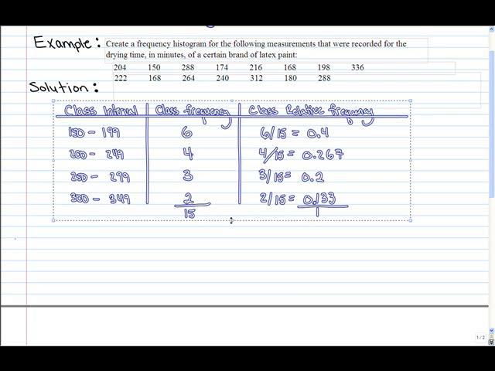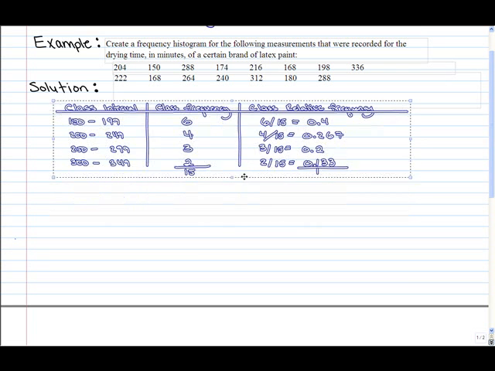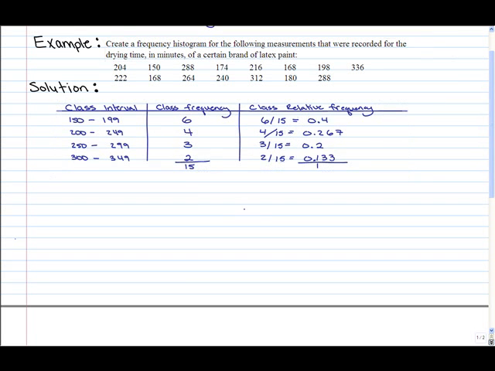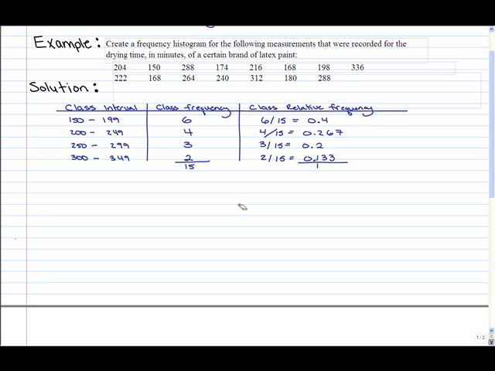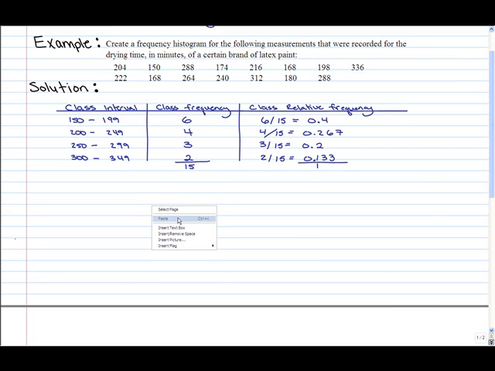It really depends on what your instructor asks for. Generally, one would create a frequency histogram, which is the second column here, as opposed to the relative frequency histogram. But again, make sure you understand what the instructor is asking for.